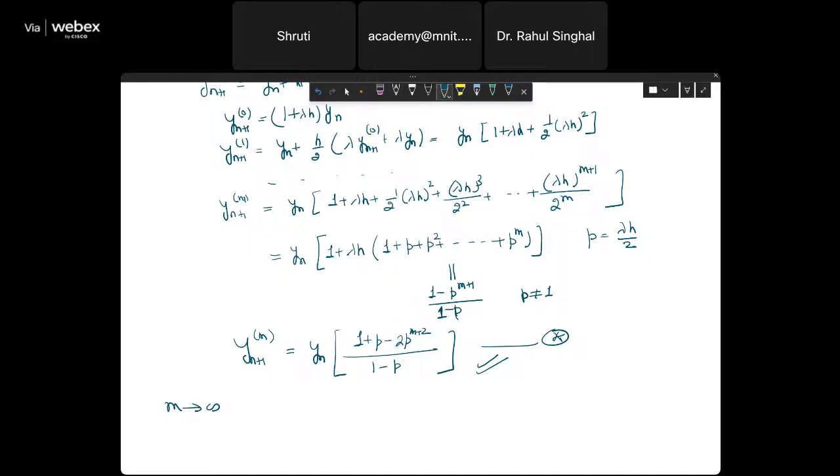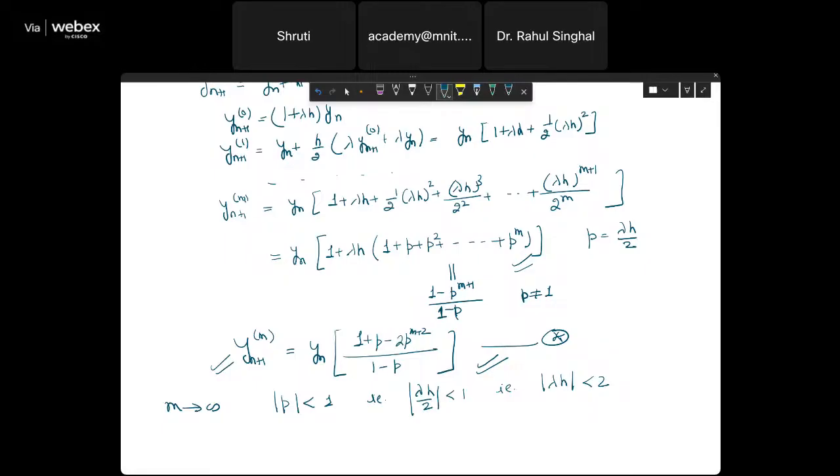You can take m tending to infinity, and it will converge when the ratio of the geometric series is less than 1, which means modulus of lambda h by 2 will be less than 1, which means you can say that mod of lambda h is going to be less than 2. Okay, so from here either you understand it, or from here itself you understand. See, if m is tending to infinity, we'll end up with the infinite geometric series, and the sum of it will be 1 over 1 minus p, provided mod of p is less than 1. Okay, so in this case the series will converge, and you can write down this sum.